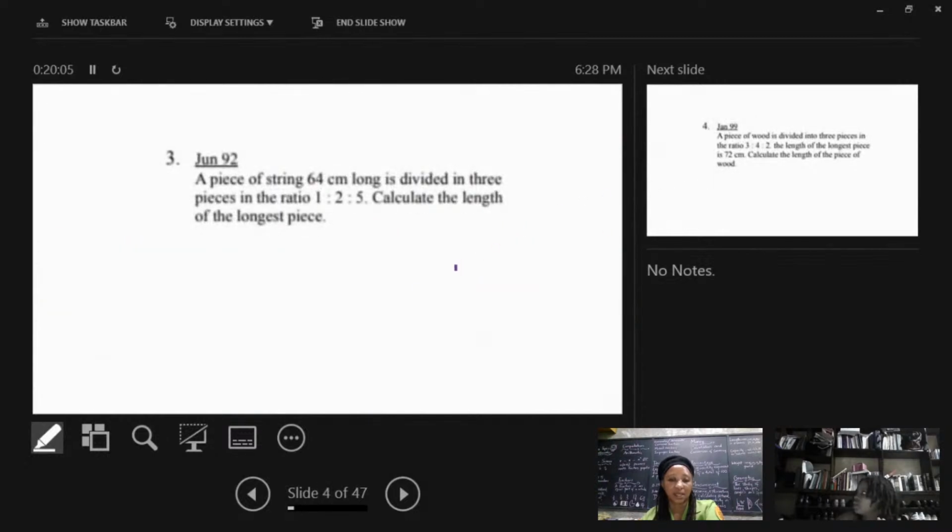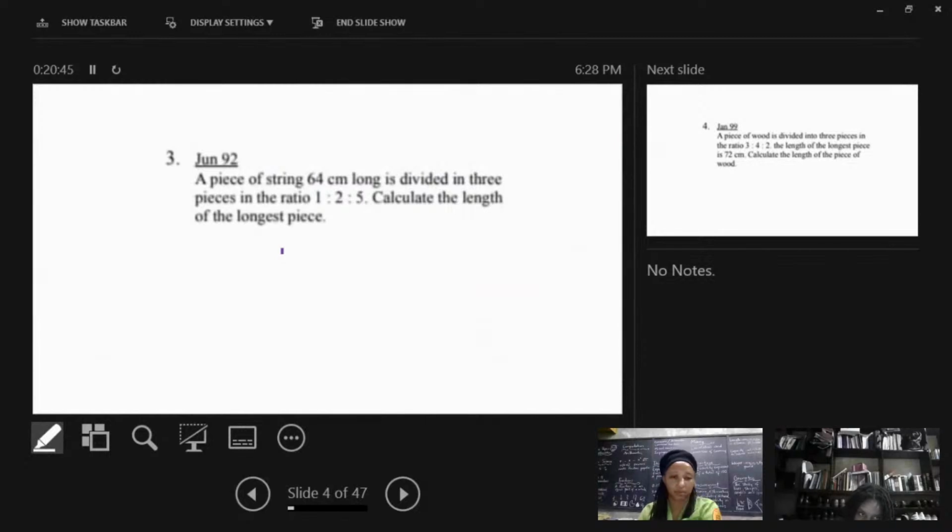All right, Imani, number 3. Okay, Miss, number 3. A piece of string 64 centimeters long is divided in three pieces in the ratio 1 to 2 to 5. Calculate the length of the longest piece.